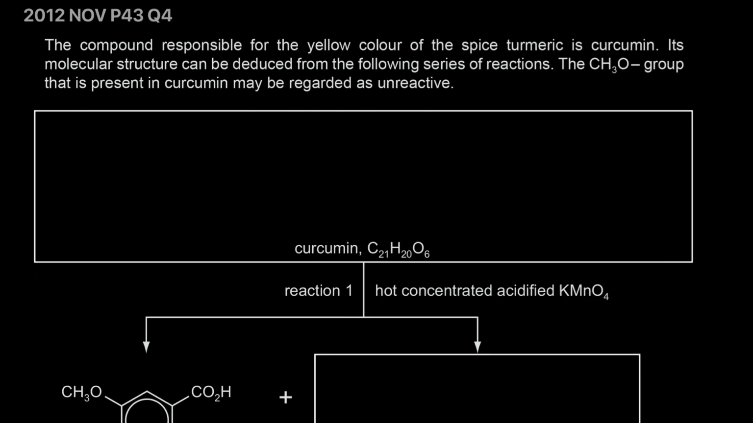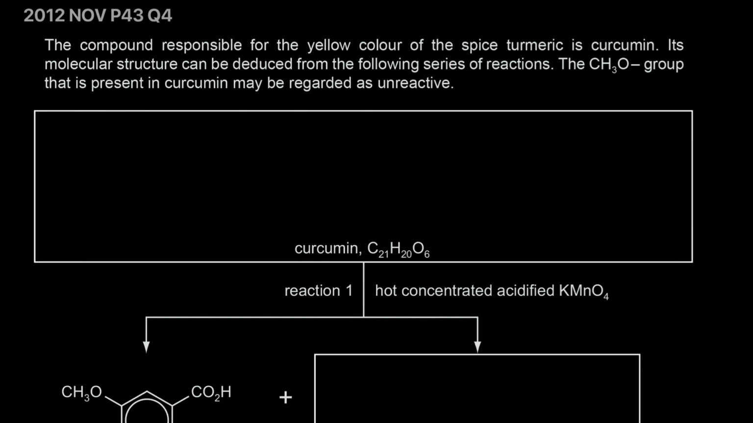So here we have 2012 October November paper 43 question number 4. It says the compound responsible for the yellow color of the spice turmeric is curcumin. Its molecular structure can be deduced from the following series of reactions. The CH3O group that is present in curcumin may be regarded as unreactive. So this CH3O group over here may be considered unreactive.